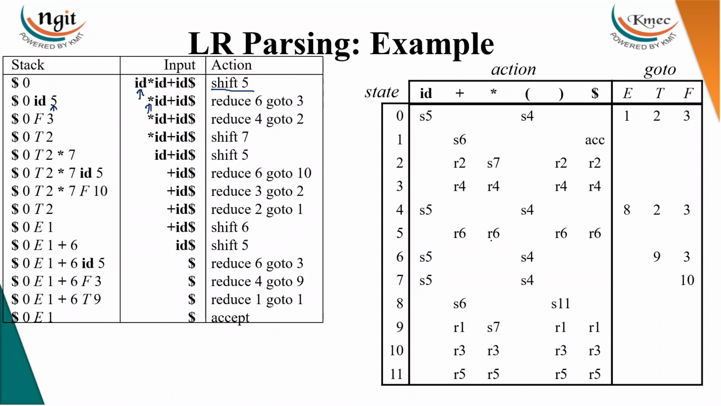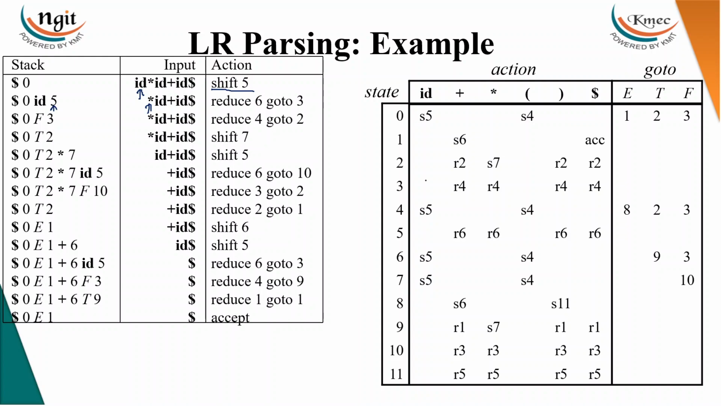Reduce means we have to replace by removing symbols according to the length of the production. Here we removed id and 5, and pushed 3 because the goto entry is 3 in the table. Then next, 3 star. What is 3, star? Again it is R4. So we reduce by production 4 and go to 2. We remove the symbols and take 2 here.